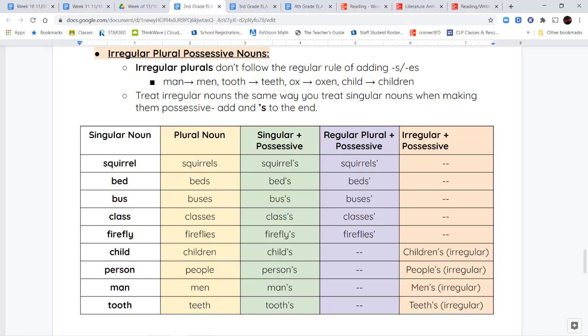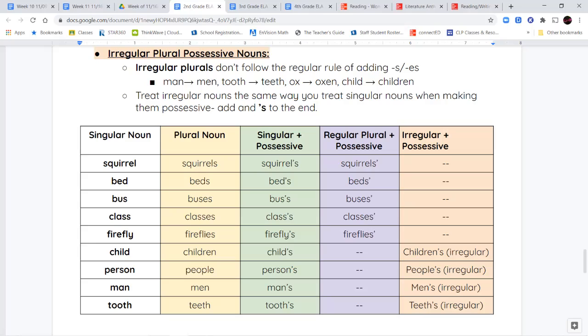Man is singular, plural, it becomes men. If I'm talking about something that belongs to the man, I can say the man's car, or I can say the men's cars. So men is plural. So men apostrophe S makes it a plural possessive. So something that is possessed or that's owned by those men.